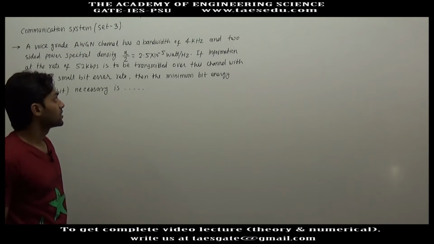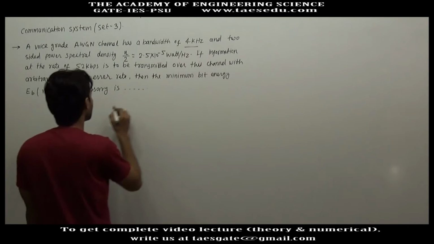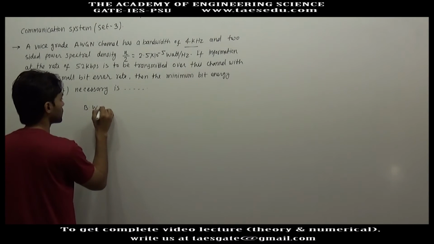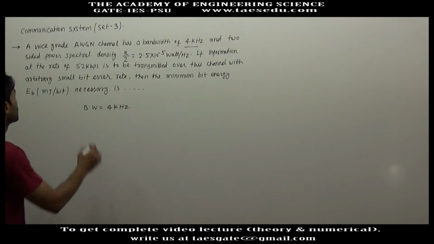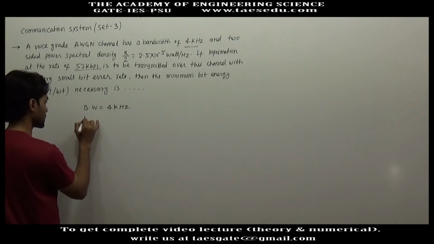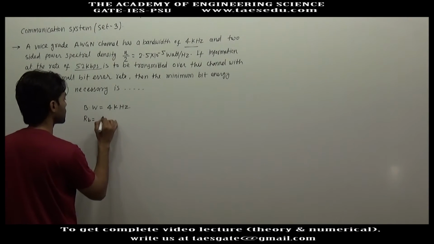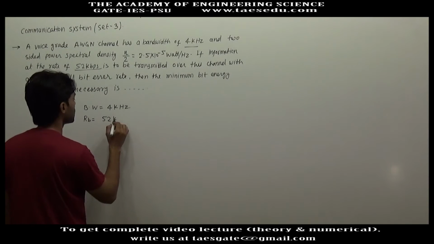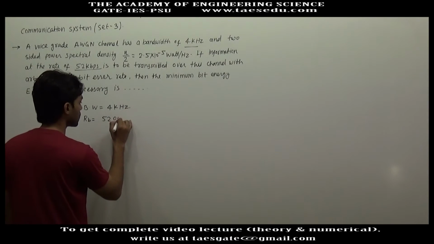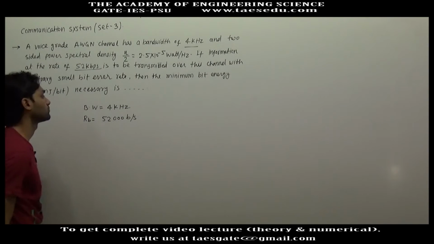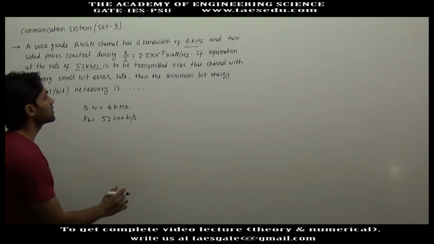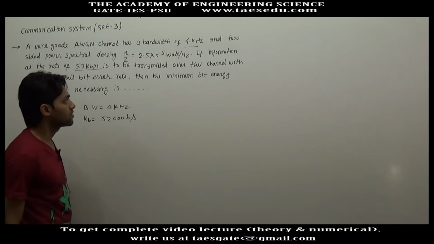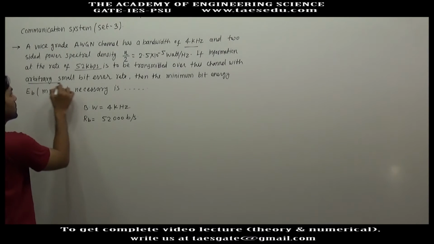Here the bandwidth of the channel is given as 4 kilohertz, and the bit rate is given as 52 kbps. Rb is 52 kbps, meaning 52,000 bits per second. And with this rate, the signal has to be transmitted over this channel with arbitrarily small bit error.